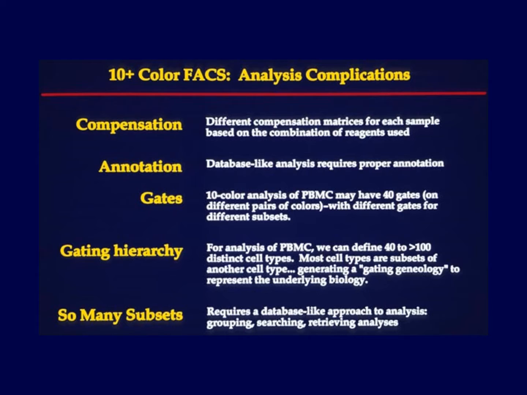But now, having a 10-color FACS or 10+ color FACS, there are analysis complications, things you have to do to make it all work. One is compensation is very important. There are different compensation matrices for each sample based on the combination of reagents used. You have to annotate. Database-like analysis is required for proper annotation, so you have to use databases for doing this, or construct databases. Gating. Gating is very important. So you may have 40 different gates for 10-color analysis of PBMC, or maybe of B cells in mouse work.